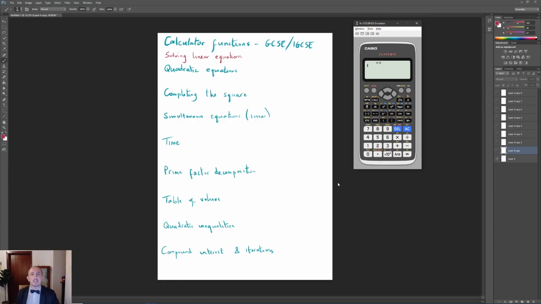As you can see from this list, I've tried to pick out the things that I think are the most important that will get you the most marks, and also some things at the end which are really beneficial to save you some time and some accuracy as well.